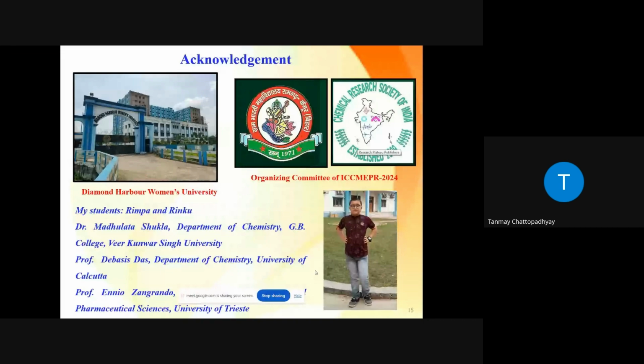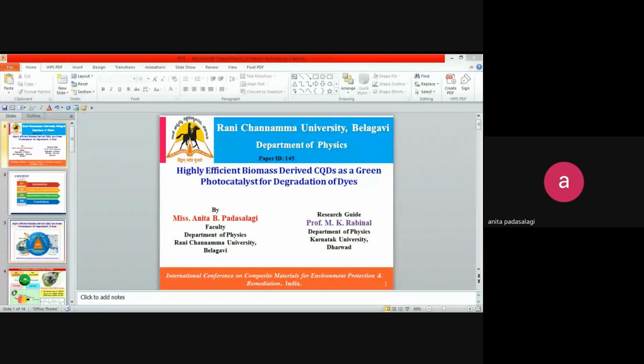Thank you. Myself, Dr. Anita Padasalagi, faculty in the Department of Physics, Rani Chennamma University, Belagavi. Here I am presenting my research work, highly efficient biomass-derived carbon quantum dots as a green photocatalyst for the degradation of dyes. These are the contents of my presentation: introduction, synthesis, characterization, and implementation as a photocatalyst. And finally, I am giving conclusions. This is an overall graphical abstract of my research work.